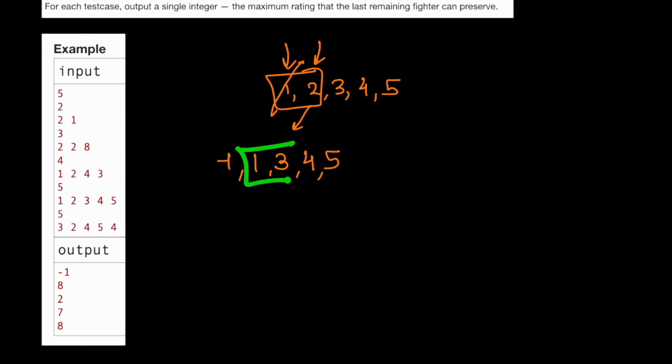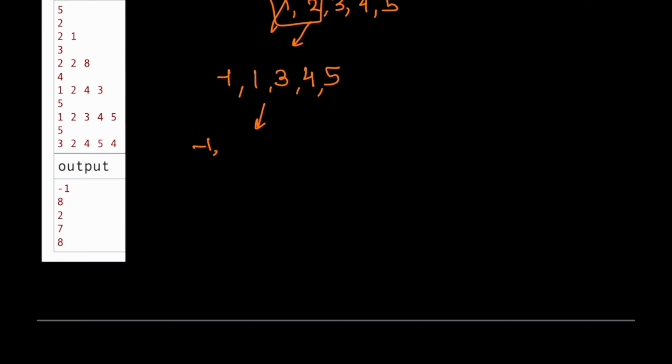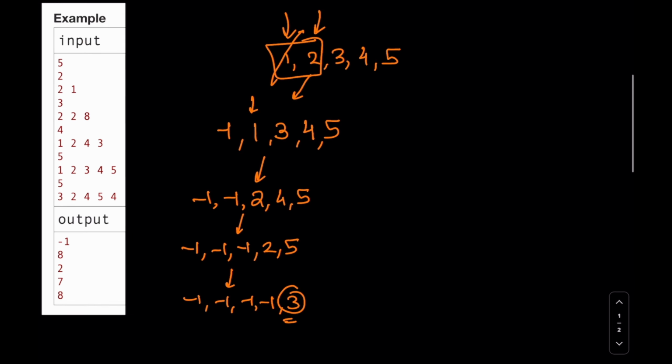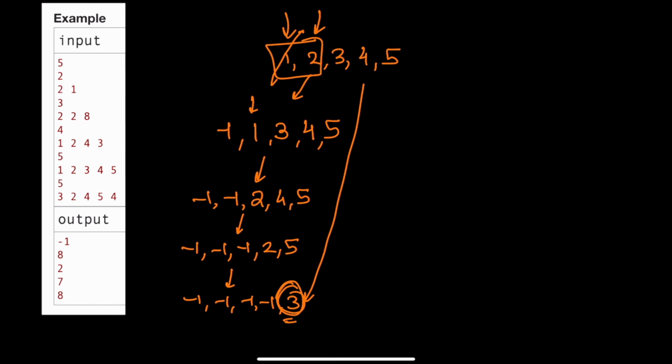Now let's say we choose these both. After the battle between these two, the first one would be eliminated, so it's a -1, and the second one will have a health decrement of 1. So the array would look like this, and after this it would be like -1, 2 and 5, and after this it would be 3. So our answer here is 3 in this case.